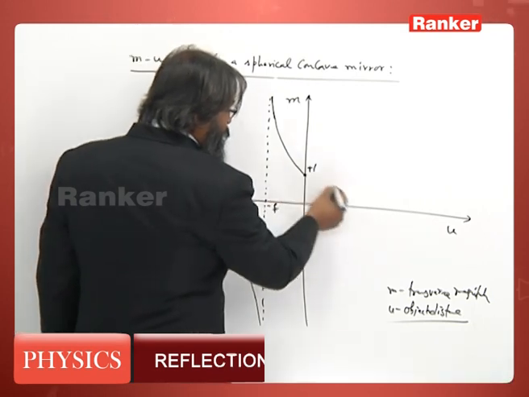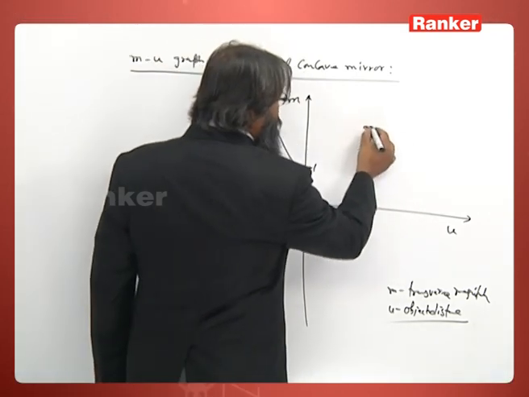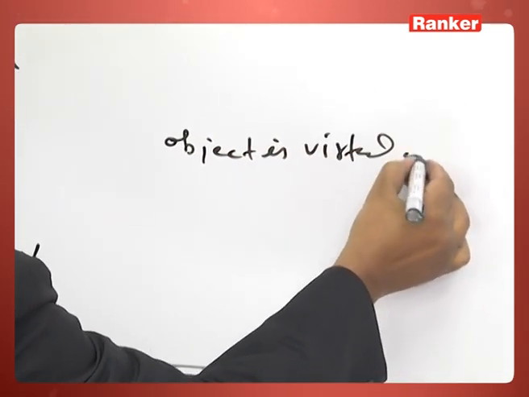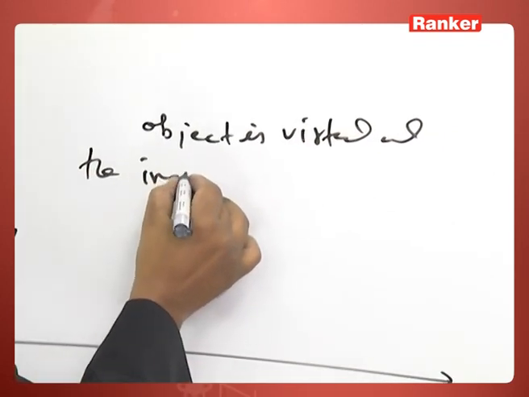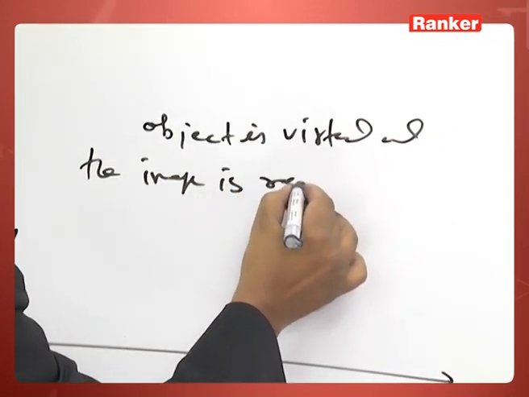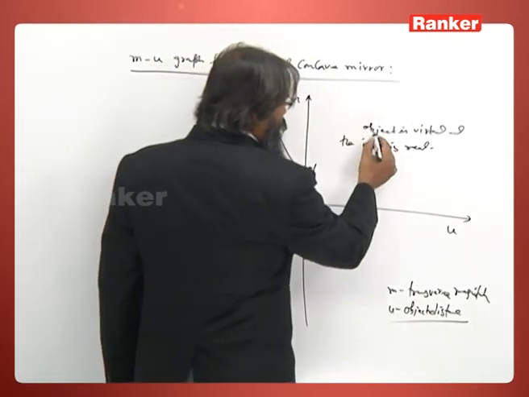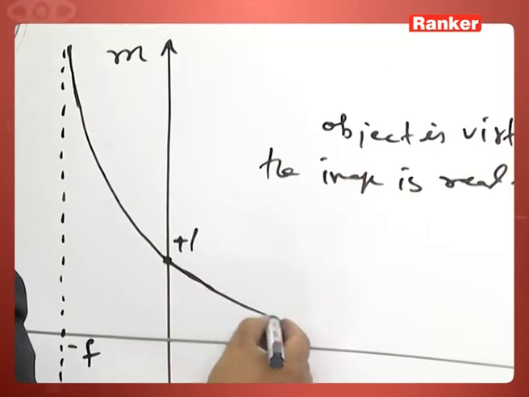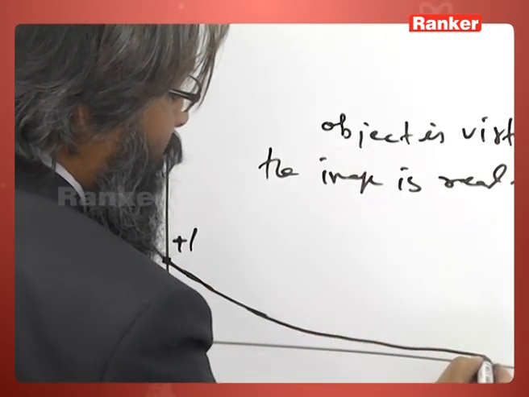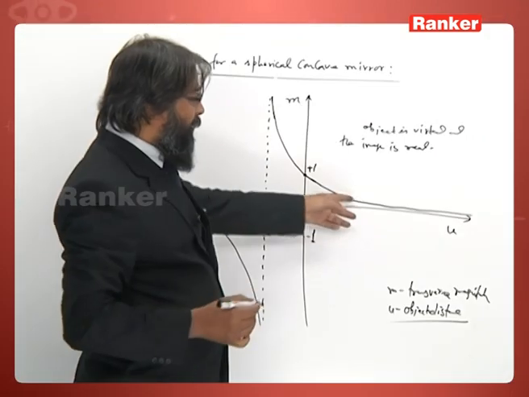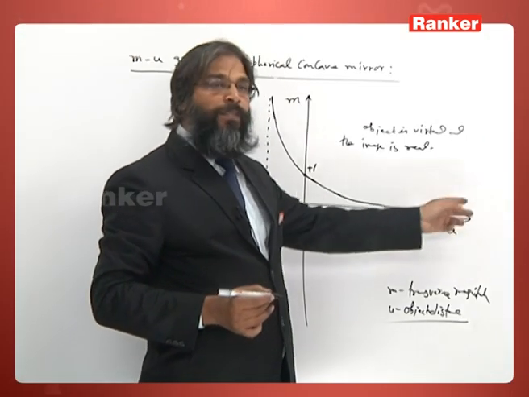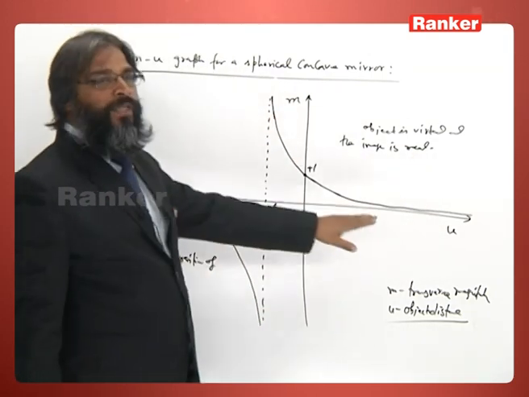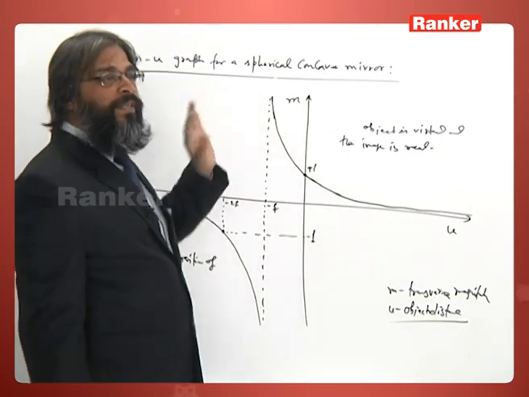And thereafter, the object is virtual and the image is real. We have seen that for a virtual object position, the magnification is positive, the image is erect, and the magnification goes to zero when U becomes positively large. So this is how the magnification varies with object position for a concave mirror.